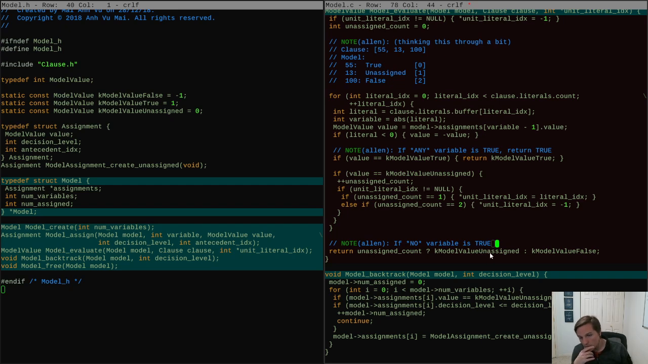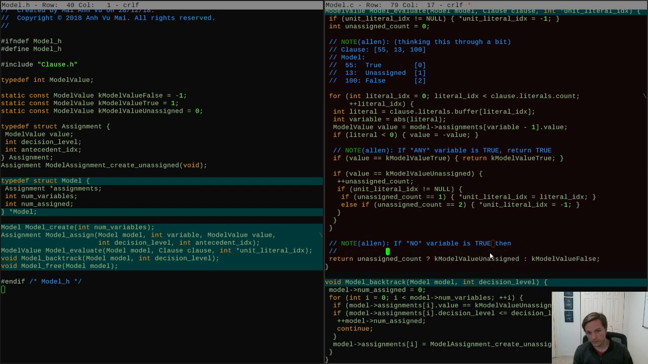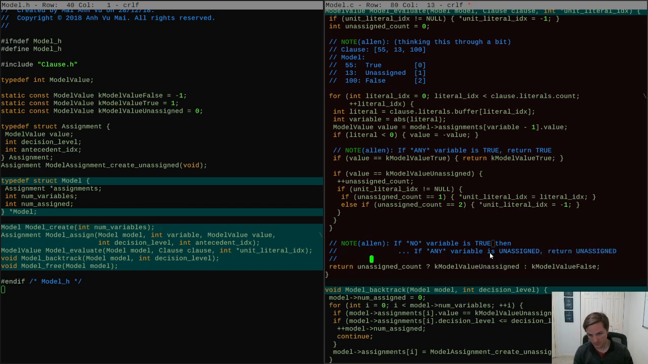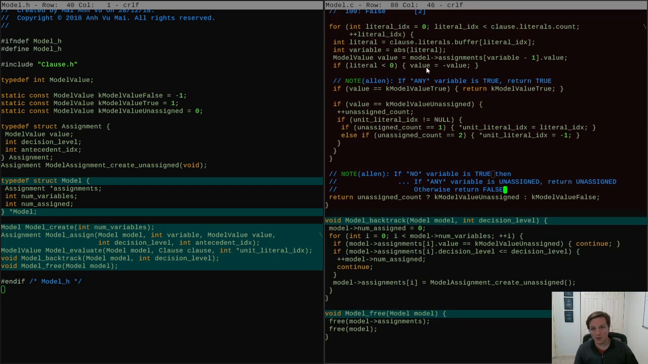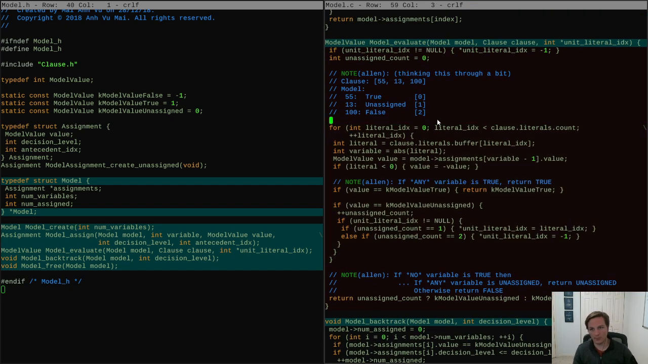If no variable is true, then if any variable is unassigned, return unassigned, otherwise return false.